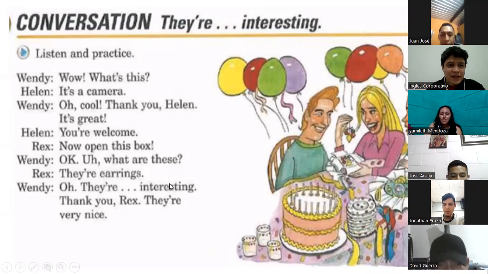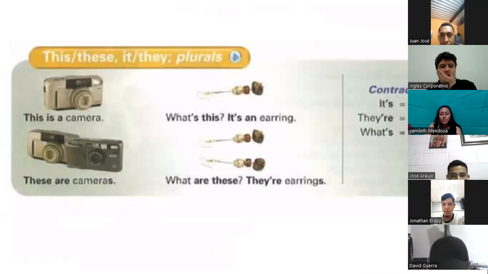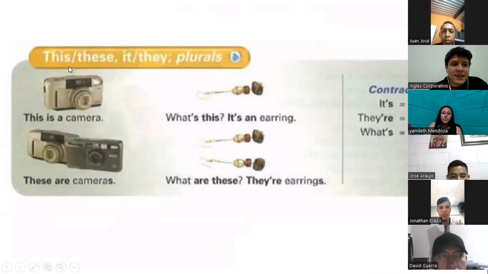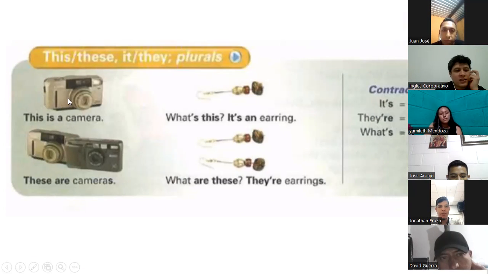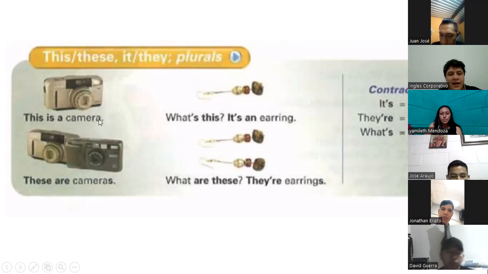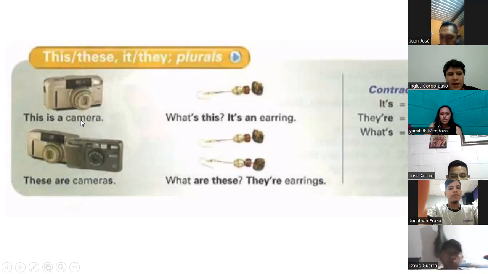Okay. So in this case, let me move on, guys. Vamos a ver un poquito. Well, we are going to see a new topic for today. Vamos a ver algo más. Vamos a ver el this y el these. It and they in plurals. Okay. So we have these first images. So you say, this is a camera, okay? This is a camera. Esta es una cámara, right? And we have this one. These are cameras. These are cameras, okay?